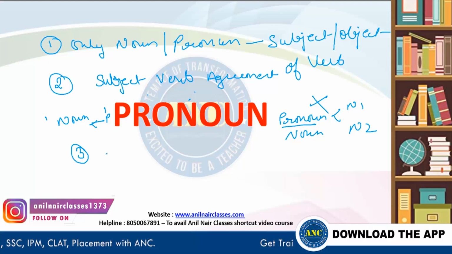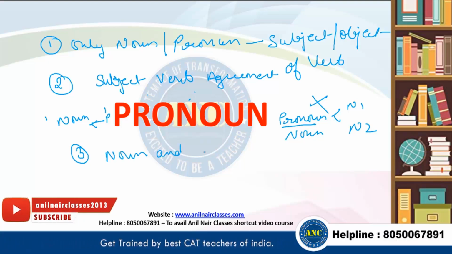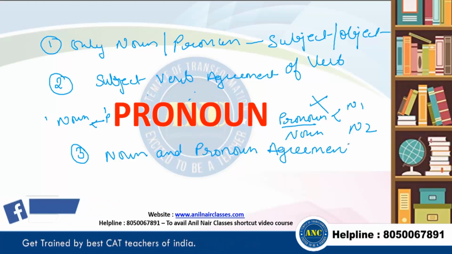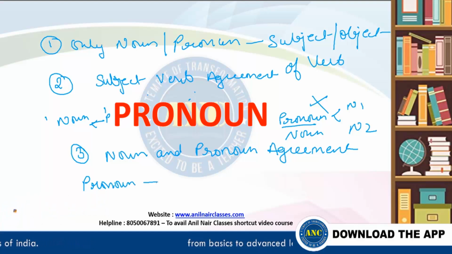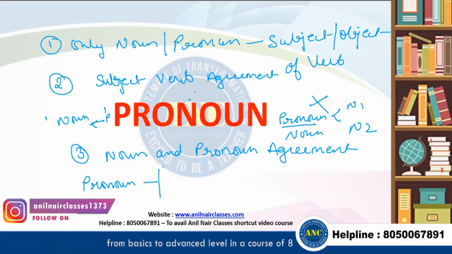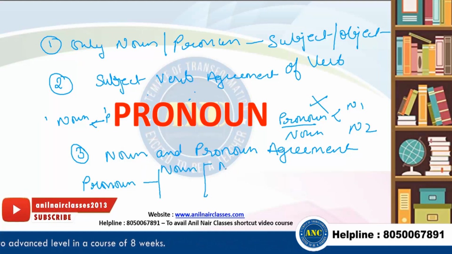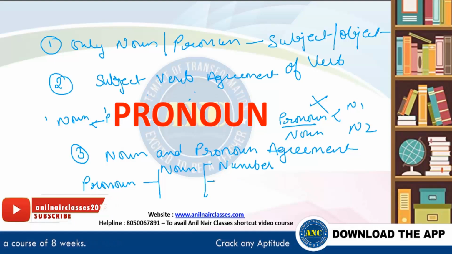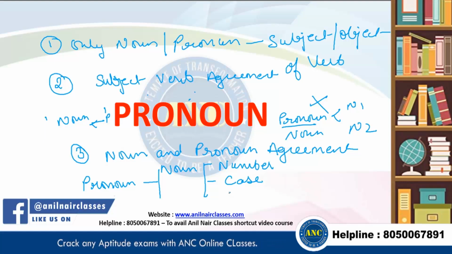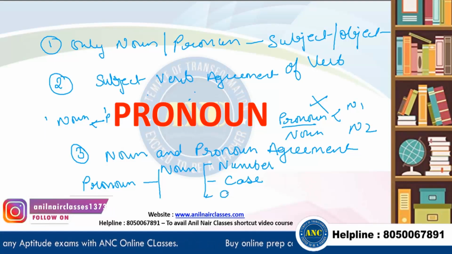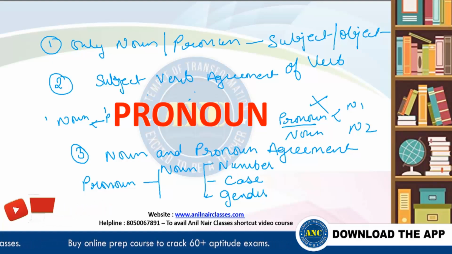Now, we also have to look at noun and pronoun agreement. That means a pronoun must be consistent with the noun to which it refers in terms of three things: number, meaning singular or plural; case, that is the subjective case, objective case, or possessive case; and gender. Gender is masculine, feminine, and the neuter gender.